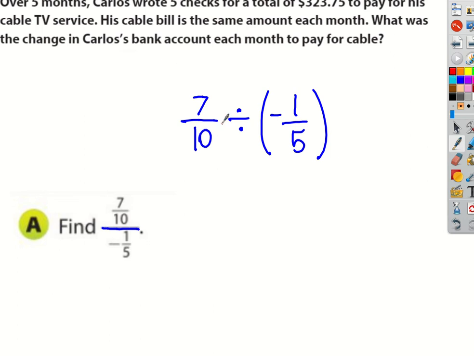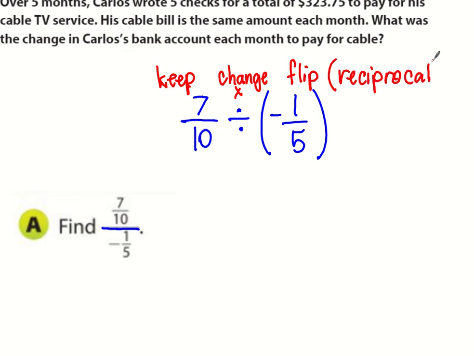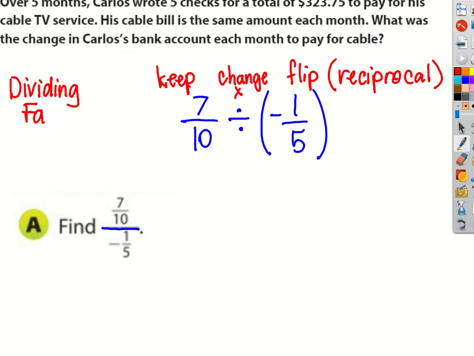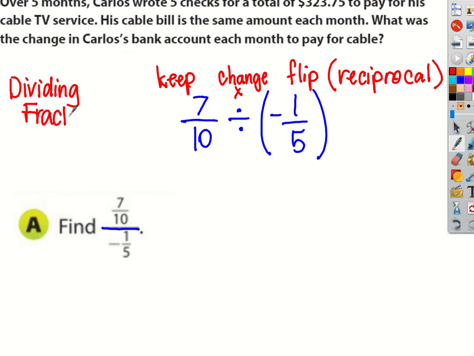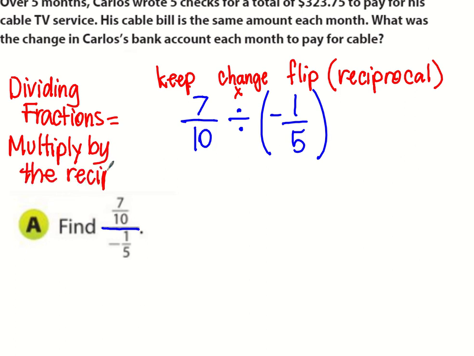So when you're dividing fractions, you keep the first fraction, you change the division symbol to multiply, and then you flip. The word we use for flip, again, remember, is reciprocal. So you use the reciprocal. So dividing fractions is the same as multiplying by the reciprocal.